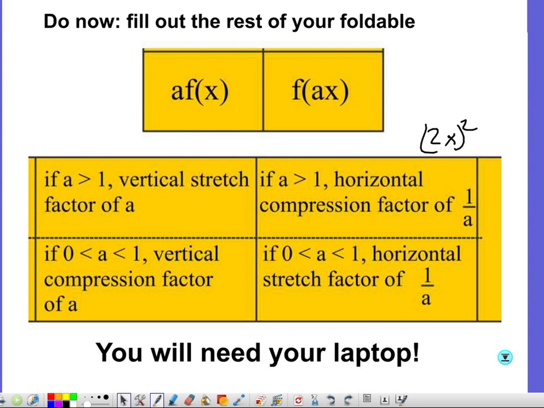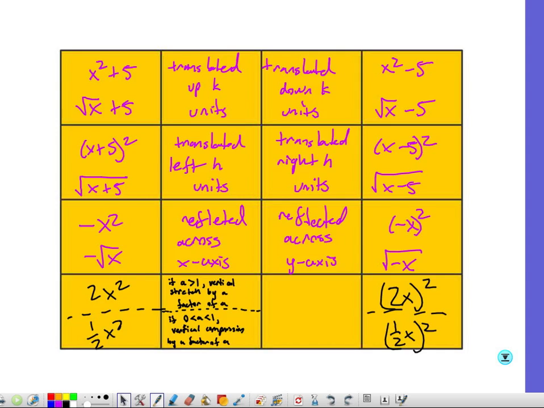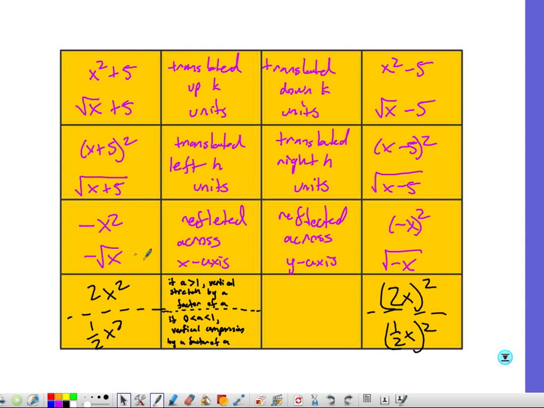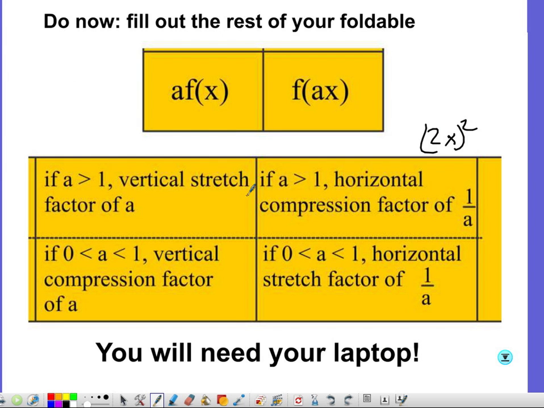So here is our complete foldable, and then on the inside it should look like this. This right here, what goes here is basically this right here.